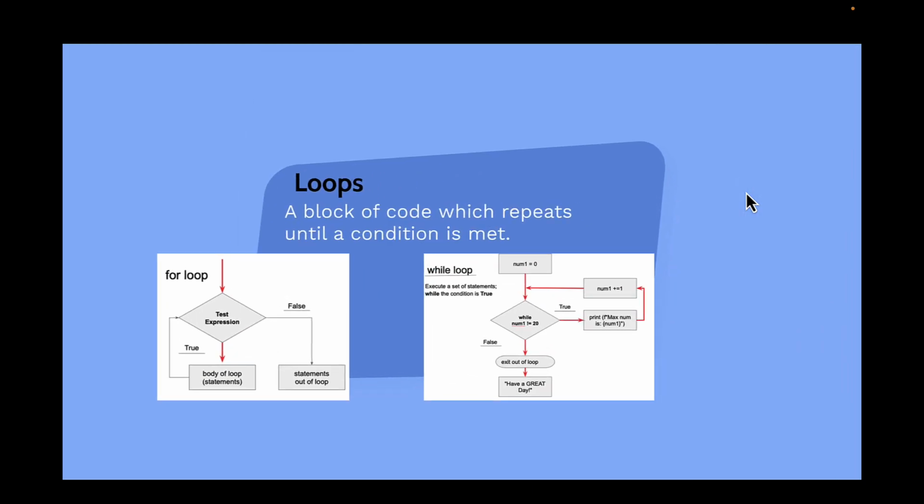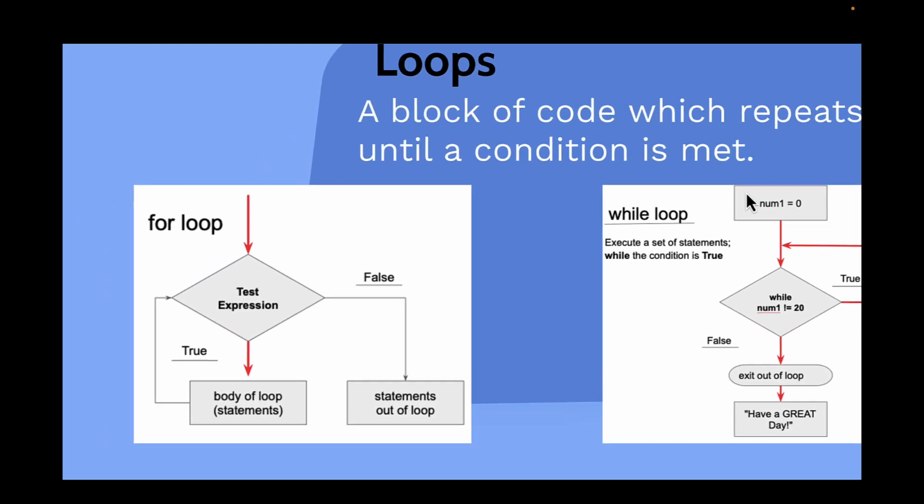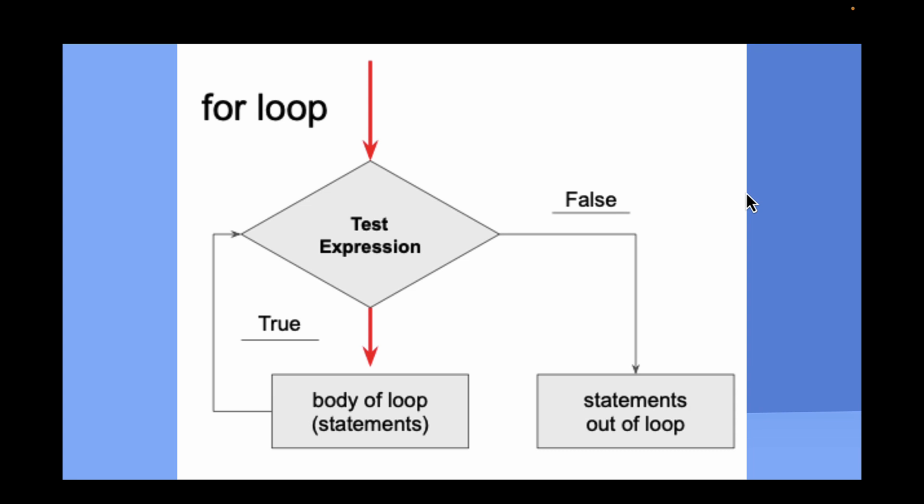Loops, another very important element in programming. Basically, it's a block of code, and the keyword here is repeats. It repeats until a specific condition is met. The two most common types of loops are for loops and while loops. So we have a for loop. You notice that we have a test expression, and that expression executes while the condition is true. Once it's false, then it routes out and does other things in the program.